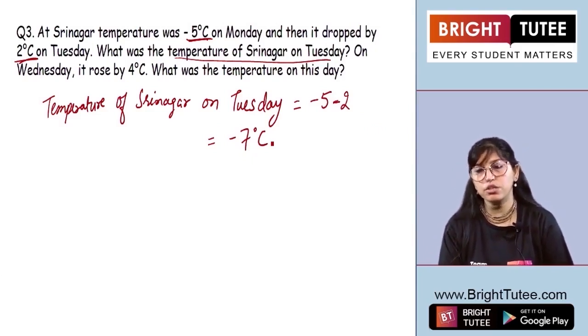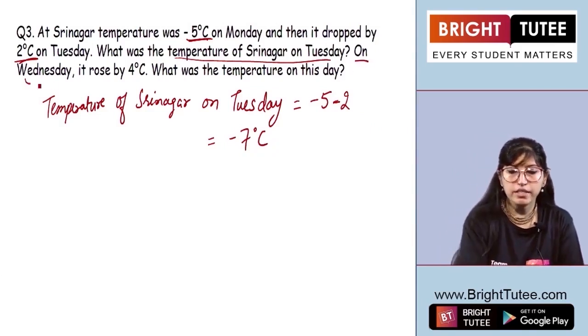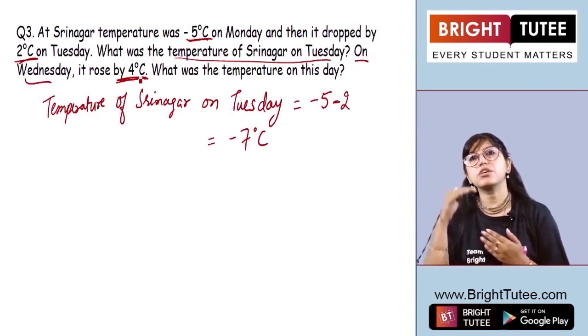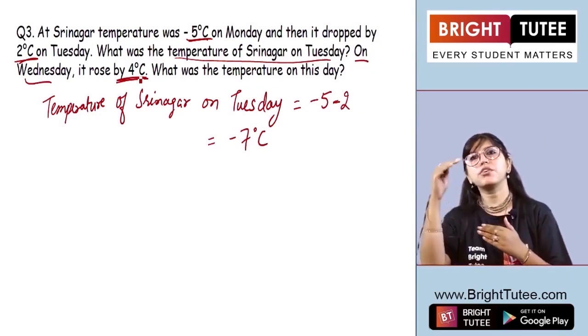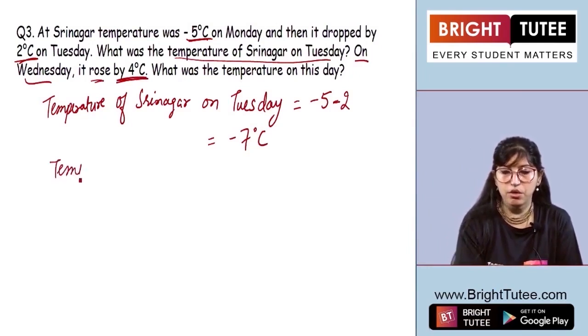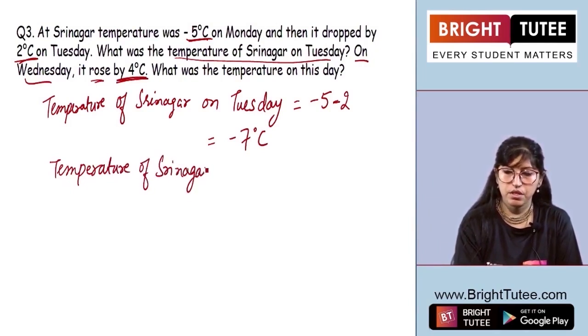Now they asked another question on it. On Wednesday it rose by 4 degrees Celsius. That means the temperature has been increased. It rose, so it has been increased by 4 degrees Celsius. Now tell us, what is the temperature on this day? That means the temperature of Srinagar on Wednesday.